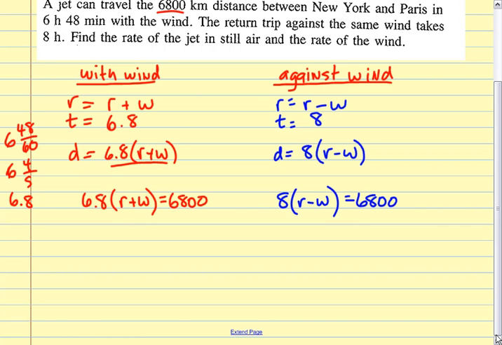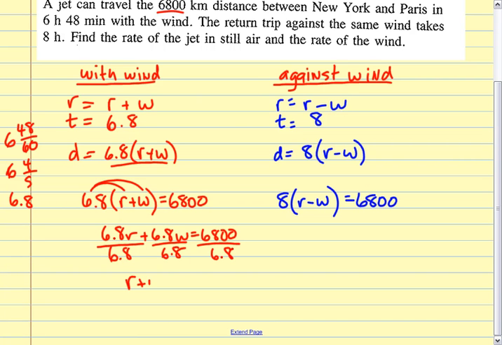All right, let's go ahead and distribute here. 6.8R plus 6.8W is equal to 6,800. Look, 6.8, 6.8, 6,800. I'm going to divide everything by 6.8. Can I do that? Sure, as long as I do it to everything. Divided by 6.8, divided by 6.8, divided by 6.8. And I get that R plus W is equal to 1,000. Let's see what we get on this other side.